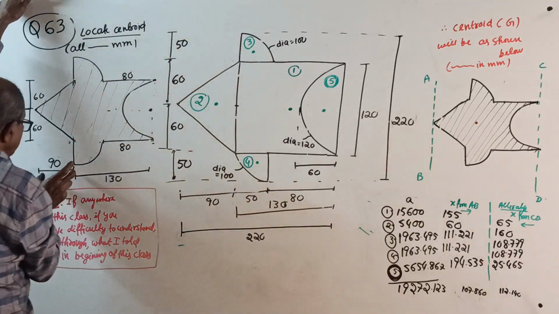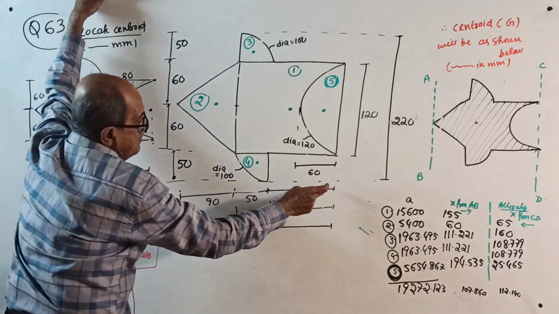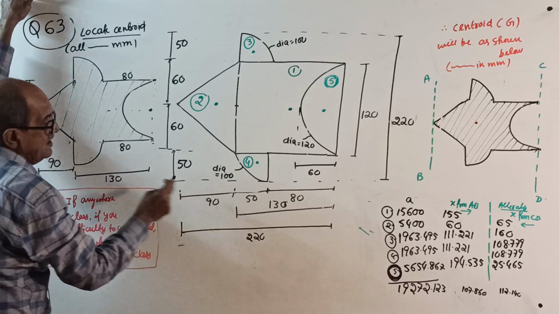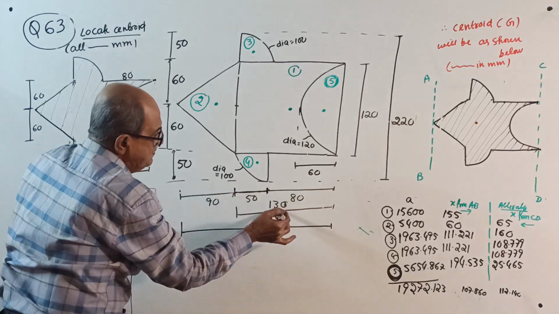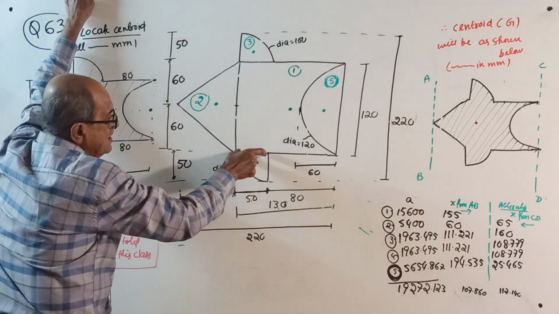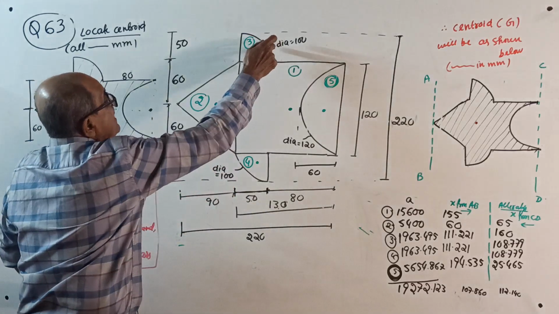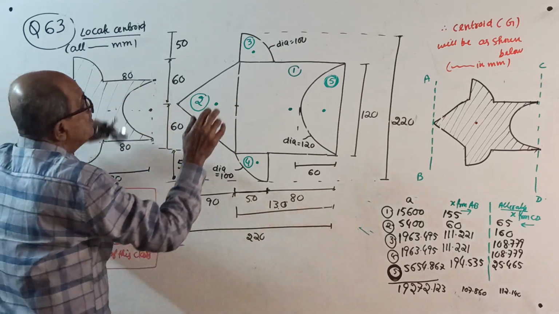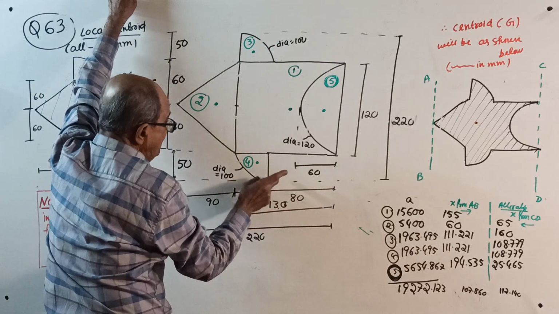Dimensions. This is 90. This is 80, from here to here is 80. And this full length given is 130. Therefore, from 130 subtract 80, you get 50. Make a note, this 50 is also the radius of this quadrant. Therefore the diameter is 100. This is 50, this is 50, both are equal. Why 100? 130 minus 80 is 50.